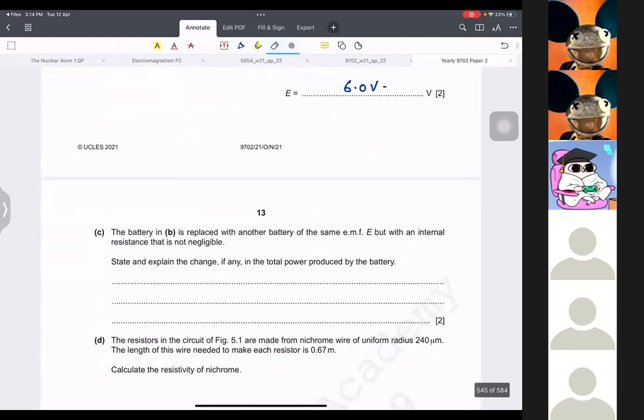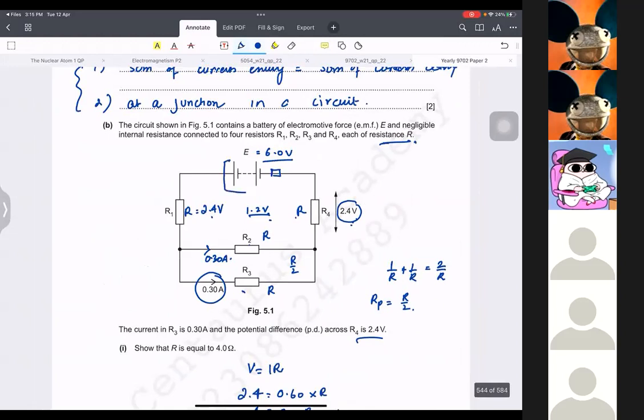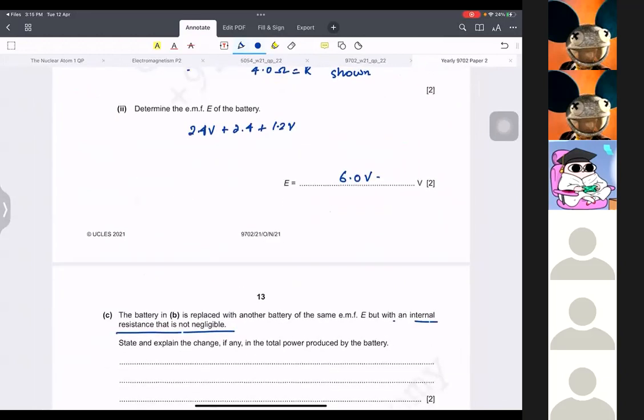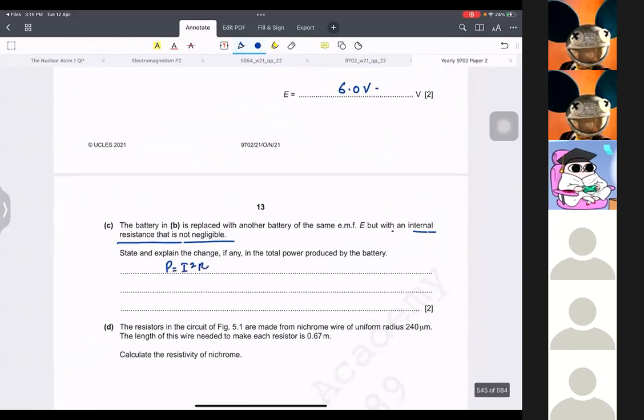All right, now then goes this. It says another battery with an internal resistance that is not negligible. Explain the change in the total power produced by the battery. This is a very important question. If you add another resistor here as an internal resistor, you're increasing the total resistance. Because power is I squared R, I would write resistance increases, and if the resistance increases, current decreases. So the current is decreasing because resistance is increasing, so power is decreasing more.